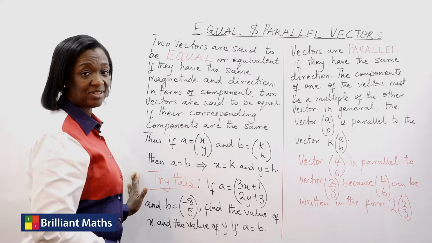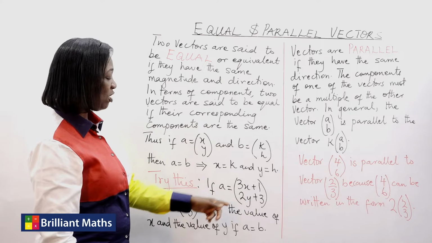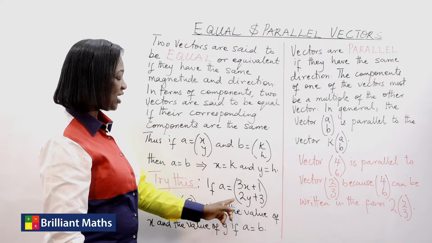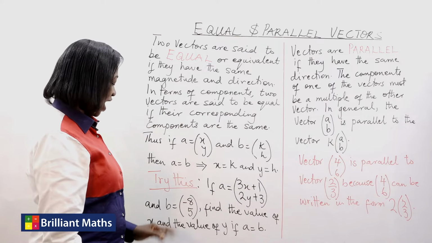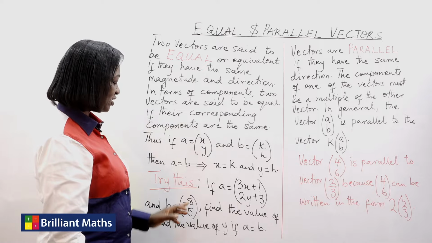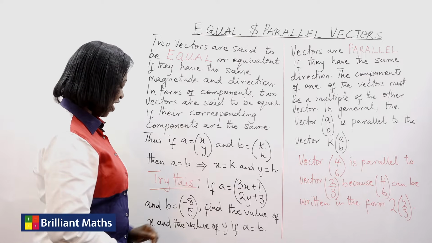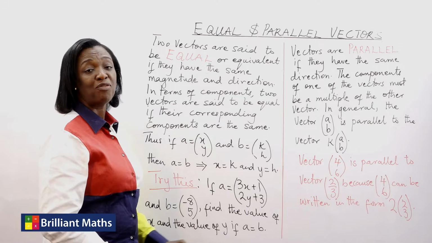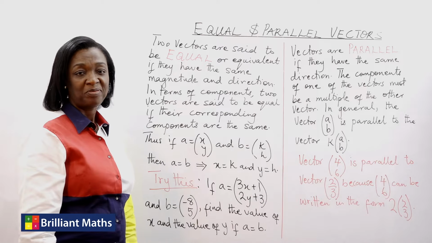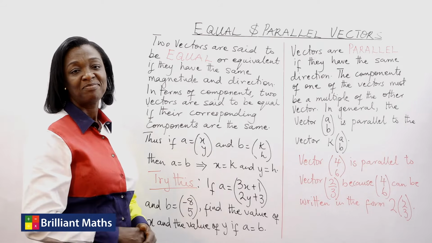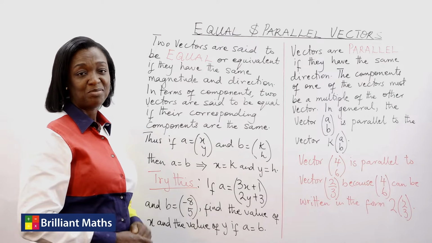Try this out. This is an example we'd want you to try out. If A is equal to 3x plus 1 and 2y plus 3, those are the components of A, and B is equal to minus 8, 5, those are the components of B, find the value of x and the value of y if A is equal to B. We want you to try this out, and you can get the solution from Brilliant Maths Module 8.